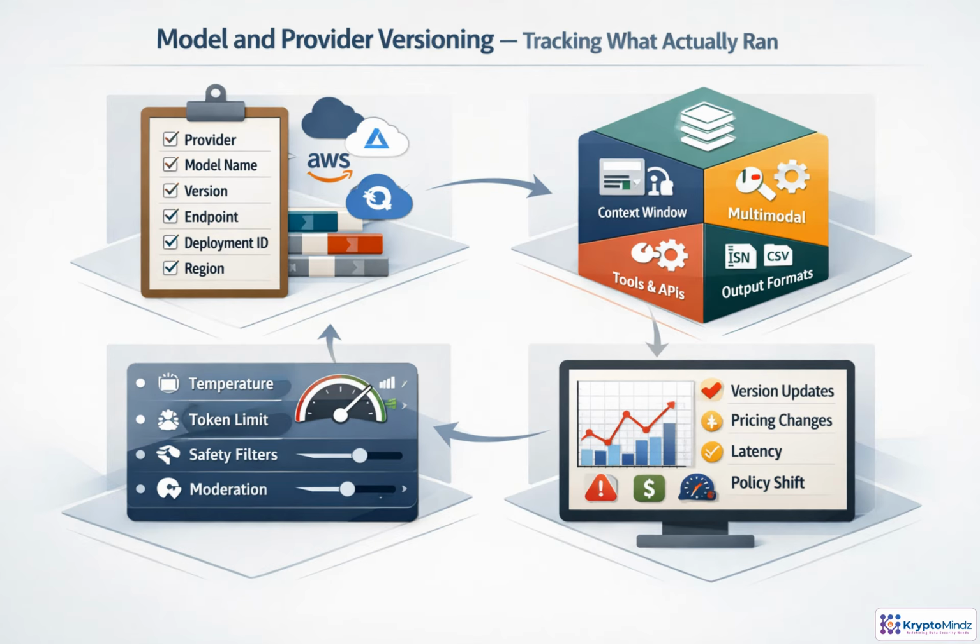When a production answer looks wrong, knowing only the model name, such as GPTX, is not enough. You need a reproducible fingerprint of the run: provider, model name, revision, endpoint, deployment ID, and region. Capture what that model supported at the time, including context size, multimodal input, tool calling, and output formats. Then record inference settings such as temperature, token limits, safety filters, and moderation rules. Providers can change versions, prices, latency, and policies. Tracking these details makes model behavior auditable instead of mysterious.